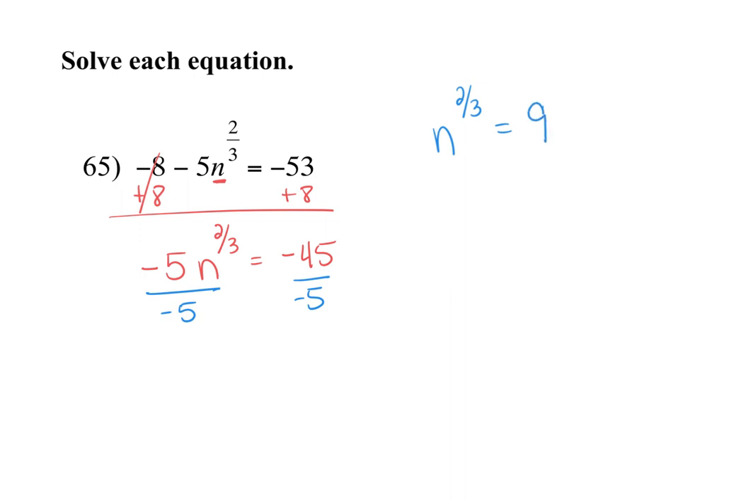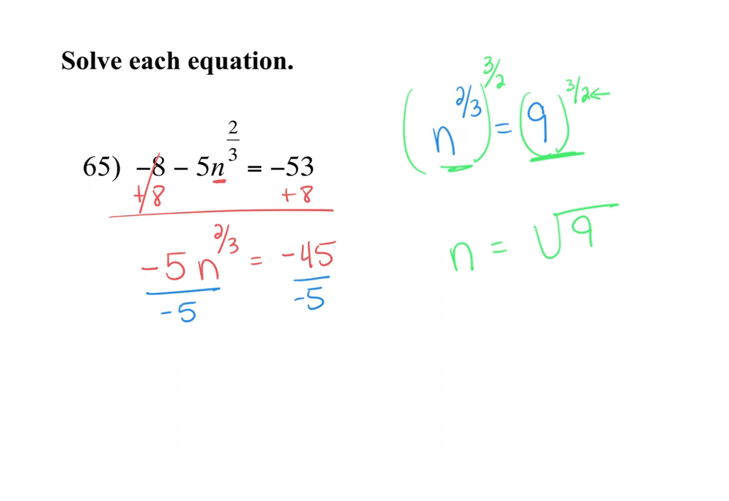Now I am ready to get rid of that exponent. For these, I need to raise both sides to the reciprocal. That is 2/3, so I need to raise it to the 3/2. That gets the n to the first power. 2/3 times 3/2 is n to the first power. So then I need to look at this. The easiest way to do this is to rewrite it as a radical. So I'm going to rewrite it as a root of 9.